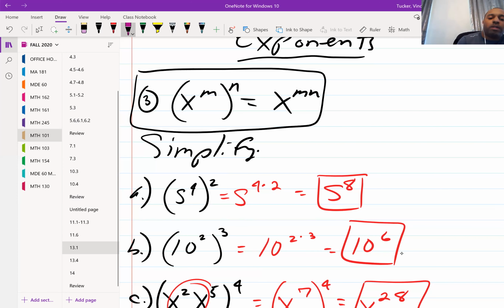All right, B, 10 to the second power raised to the third power. Once again, power to a power. So we multiply your exponents. So it'll be 10 to the 6th power.